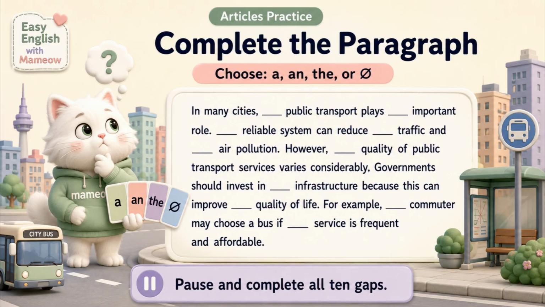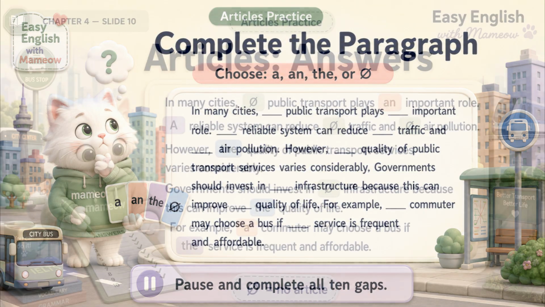Now, let's practice this. Complete this paragraph using a, an, the, or no article. Think about whether each noun is countable or uncountable and whether its meaning is general or specific. Pause the video and complete all 10 gaps.